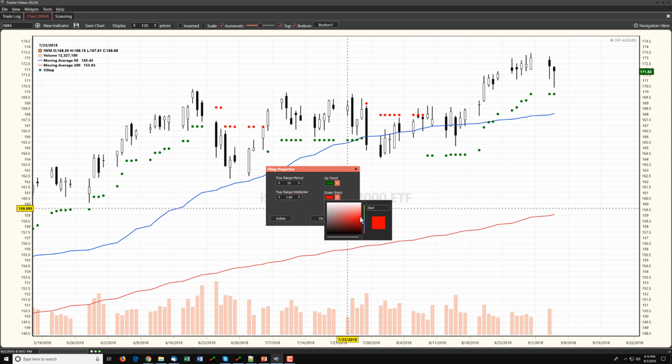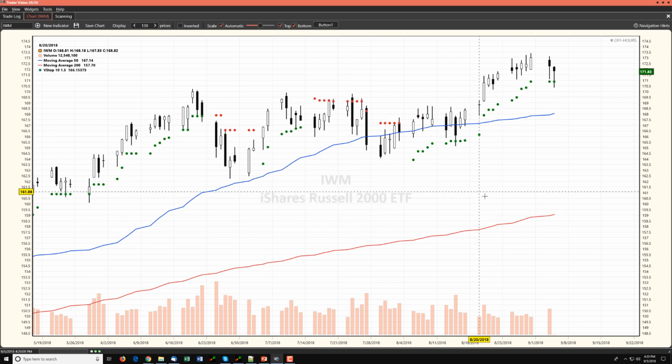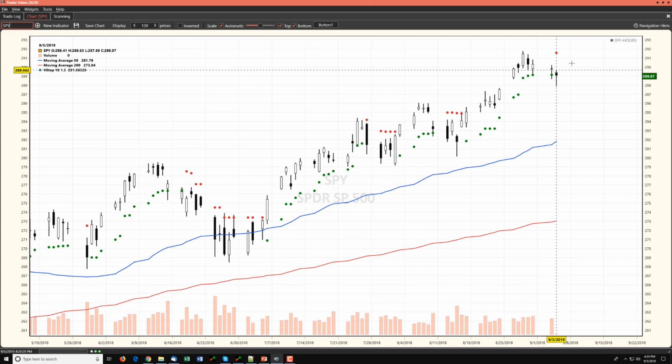I'm going to change the colors just a touch as well. Make that green just a touch darker as well. Okay. So there we go. This is a 10 period, 1.5 ATR Vstop. You can see that we're still bullish. We're still above the Vstop, although we certainly tested it this morning. But we're still above the Vstop in the IWM. In the SPY, we have turned red.